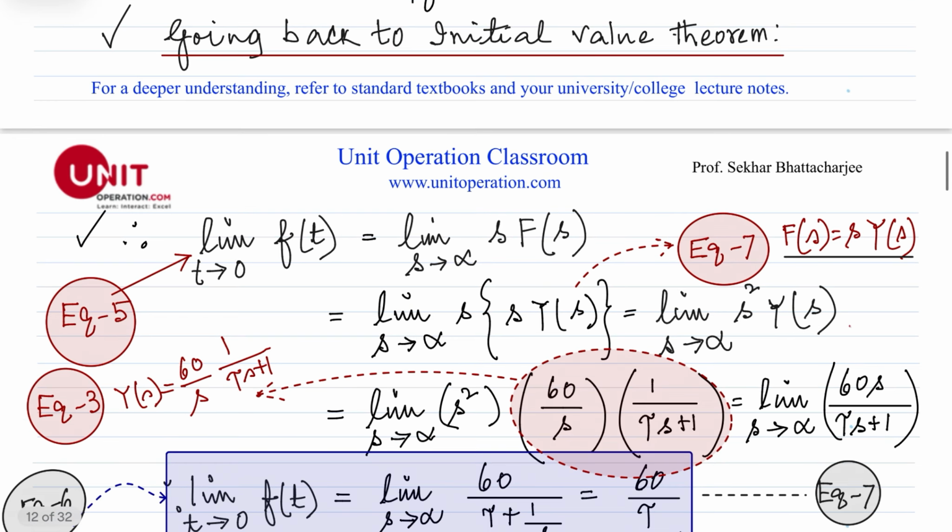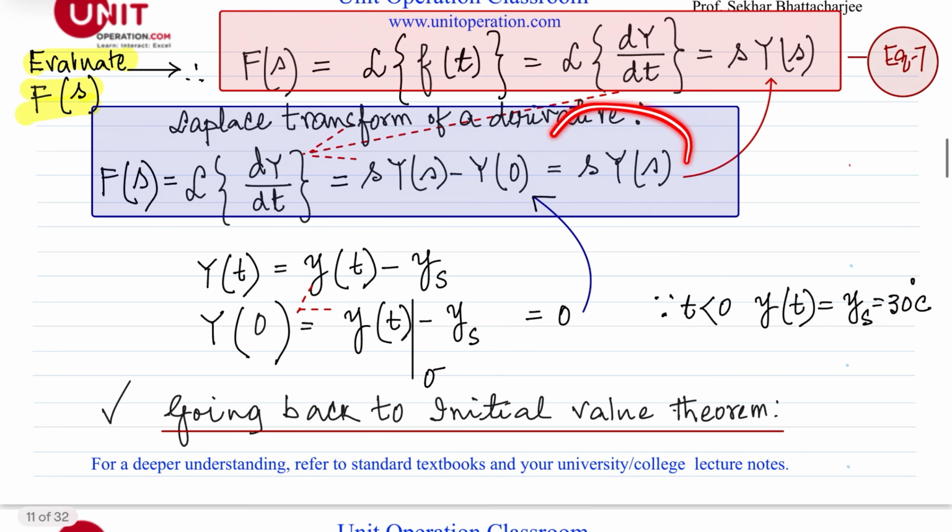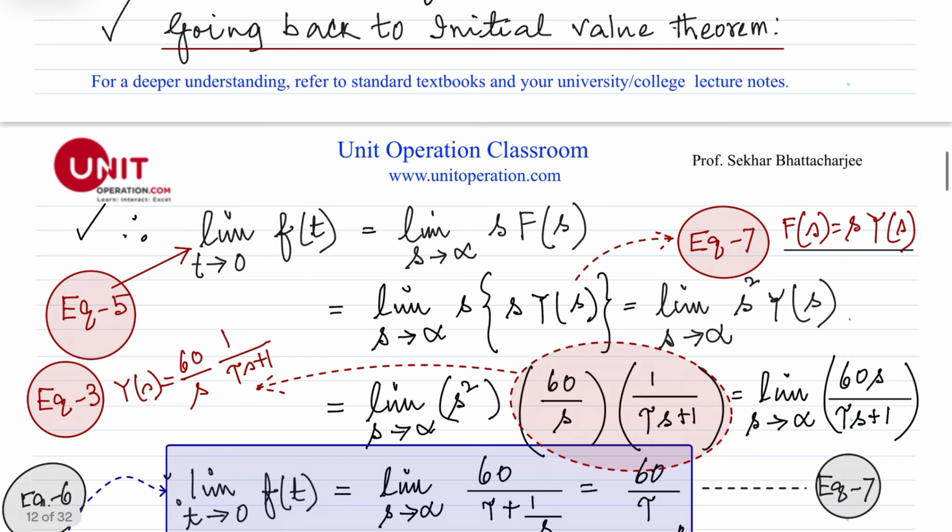So going back to the initial value theorem, the limit at time t equals 0, that's the initial value of the derivative of the function, or the rate of temperature rise, is s F(s). We have just seen F(s) is equal to sY(s). So this should be equal to the limit as s tends to infinity of s squared Y(s), and we know Y(s) is equal to this. We substitute right here, and this s cancels out, so this is 60 divided by (tau s plus 1).